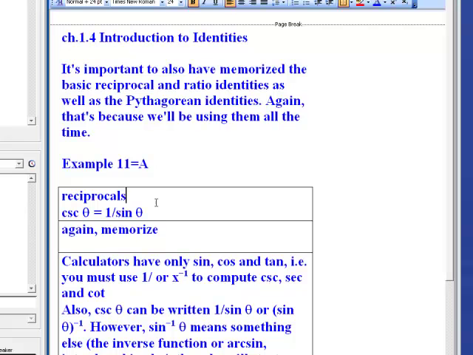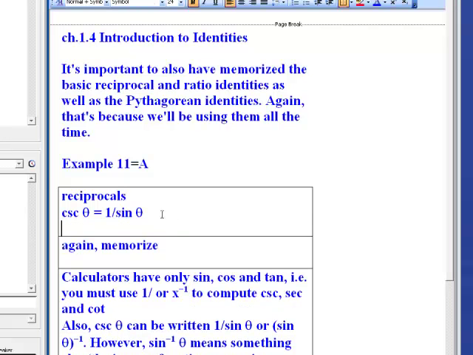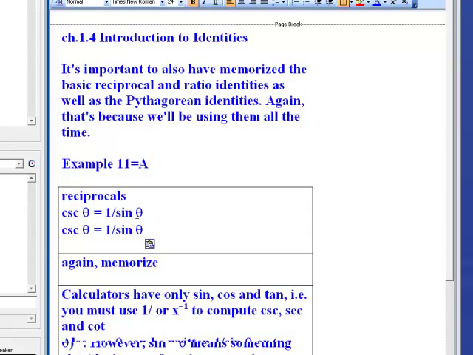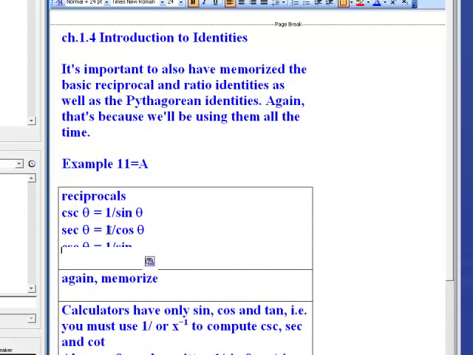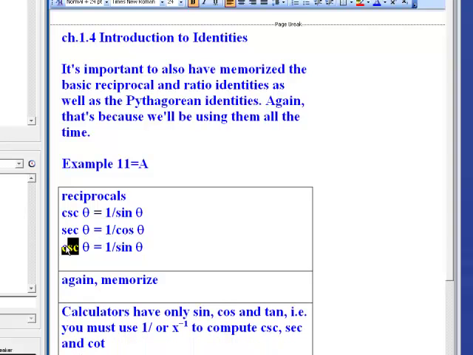Okay, let's get started. Reciprocals. I had already mentioned these here. The reciprocals are cosecant theta is 1 over sine theta, secant theta is 1 over cosine theta, and cotangent theta equals 1 over tangent theta. So memorize these.